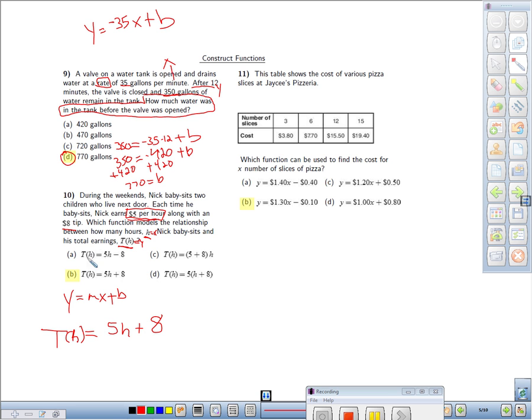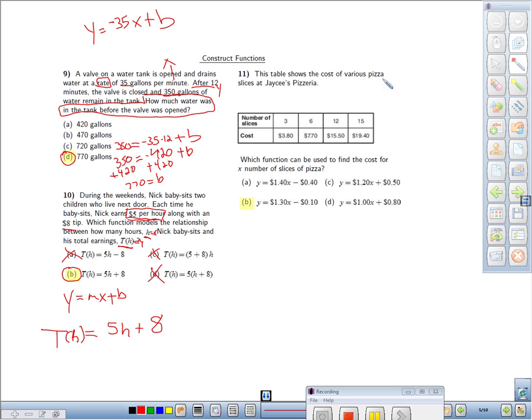Well, let's look. A doesn't make any sense because of that subtraction sign. It's out. If we look at B, clearly it matches what we have here. C doesn't work. Notice we're not going to add the 5 and the 8 and then multiply. That doesn't make sense. Nor are we going to add the number of hours to 8. That doesn't make sense either. B is the only option that would work. All right, let's take a look at number 11.